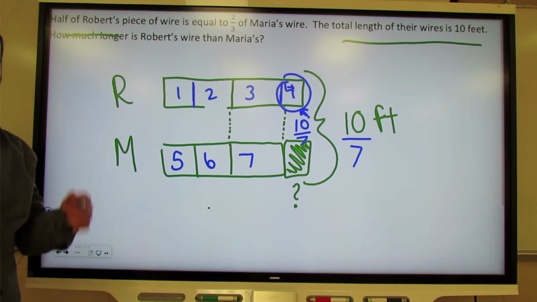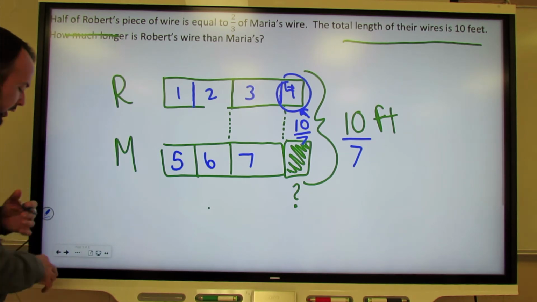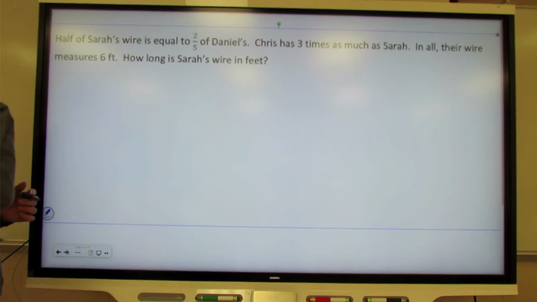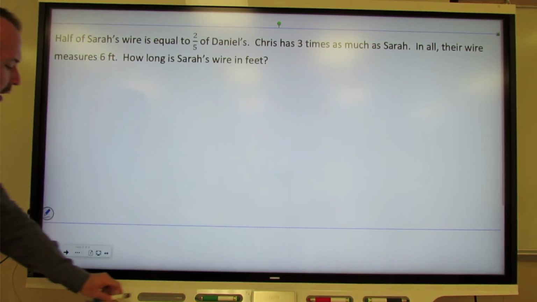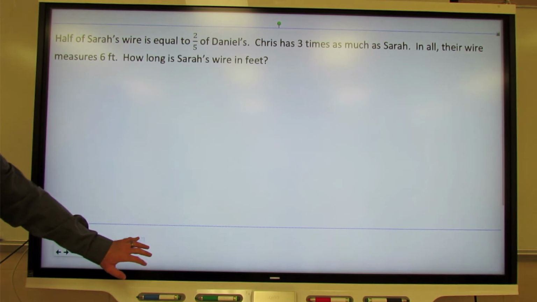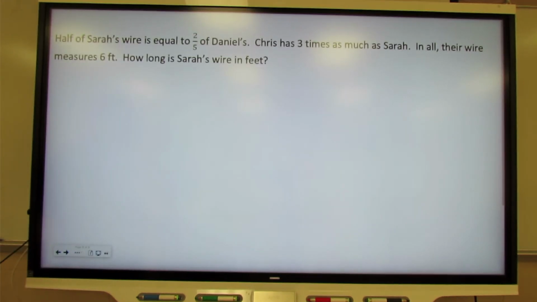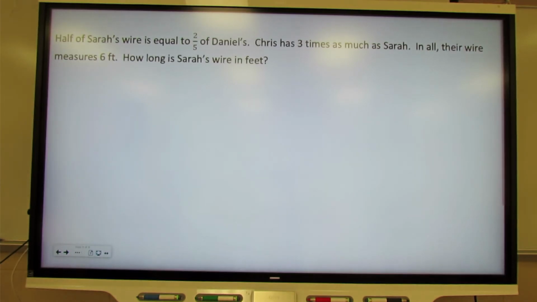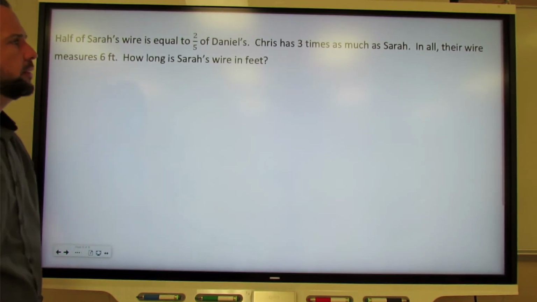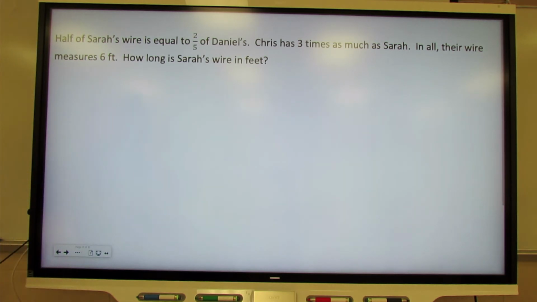We got one more. I know that thinking cap's probably getting a little itchy, making your head itch. That's okay. We're going to just try one more together, and then we'll be good to go. All right. This one says that half of Sarah's wire is equal to 2/5 of Daniel's. Chris has 3 times as much as Sarah. In all, their wire measures 6 feet. How long is Sarah's wire in feet?